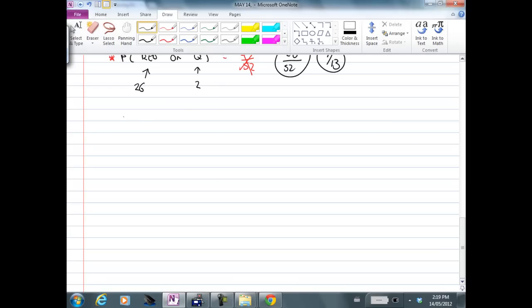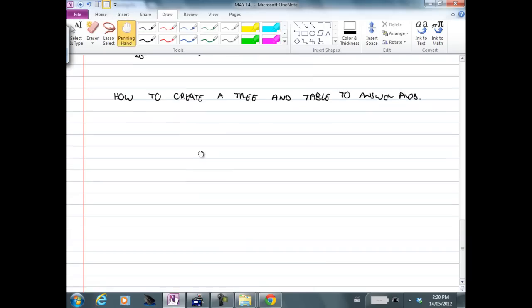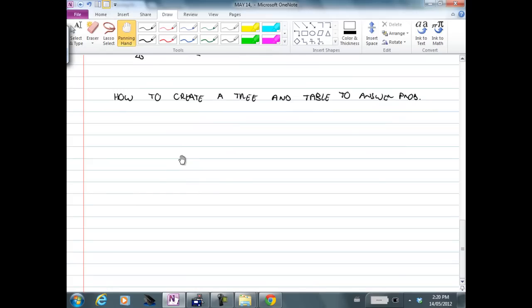How to create a tree and table. You gotta know how to create a table. On your exams, they will use tables a lot to answer probability questions. I'm gonna show you a few more definitions. First, I'm gonna show you something called sample space.